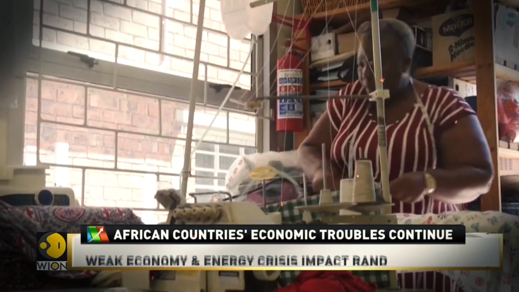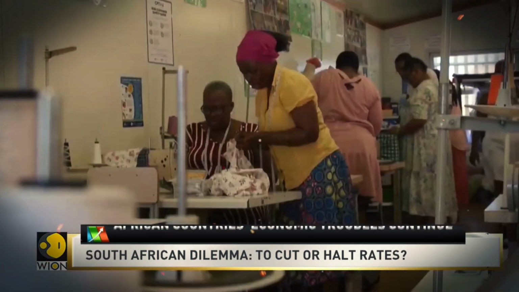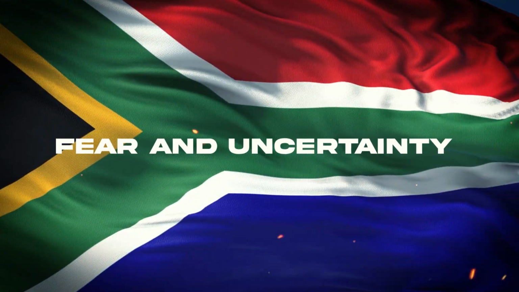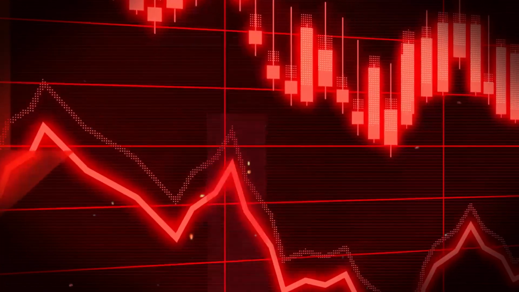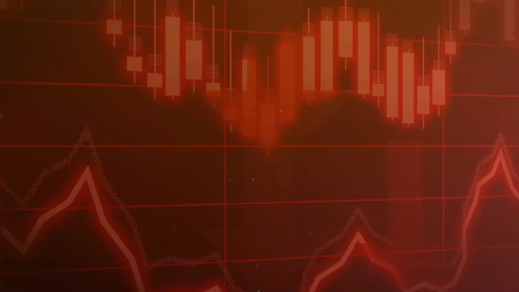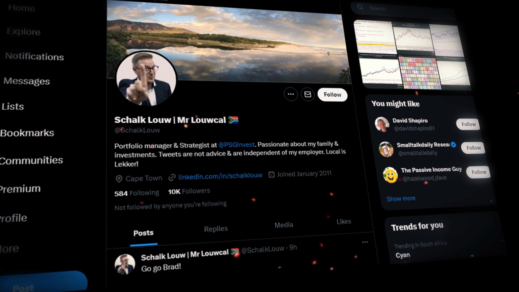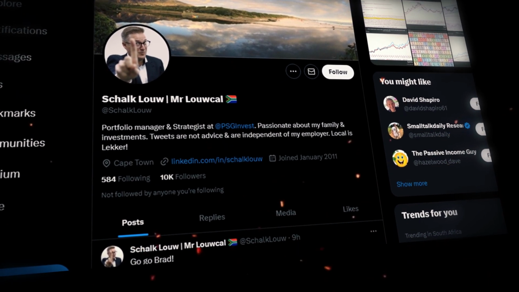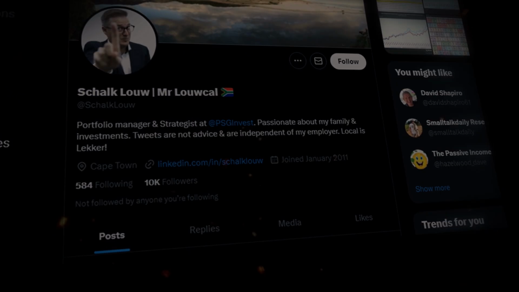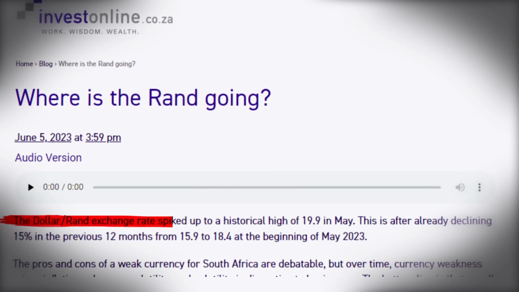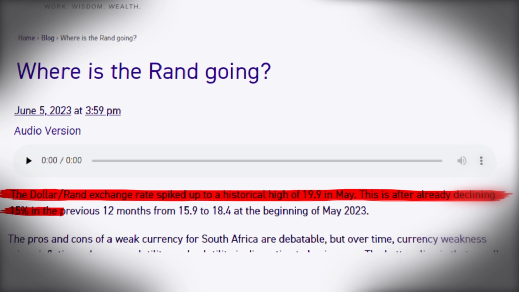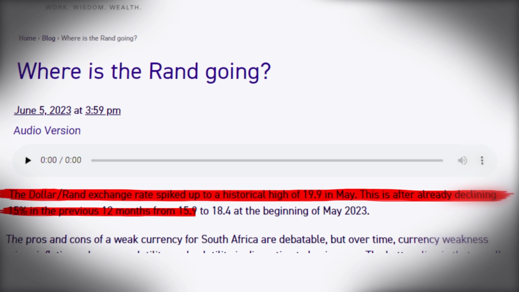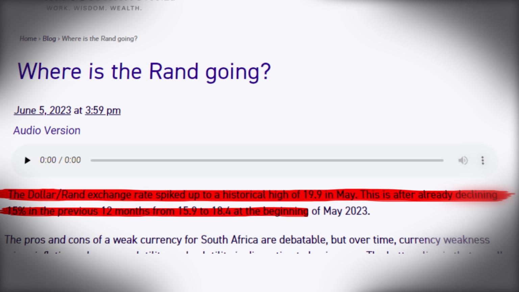The latest bout of weakness is not driven by South African factors. Instead, fear and uncertainty have gripped the market, which means investors are dumping riskier assets for the safety of the US dollar, says Schalk Louw, portfolio manager and strategist at PSG Wealth Old Oak. In May, the dollar-rand exchange rate surged to a record high of 19.9, marking a 15% increase over the preceding 12 months, starting from 15.9 and reaching 18.4 at the beginning of May 2023.